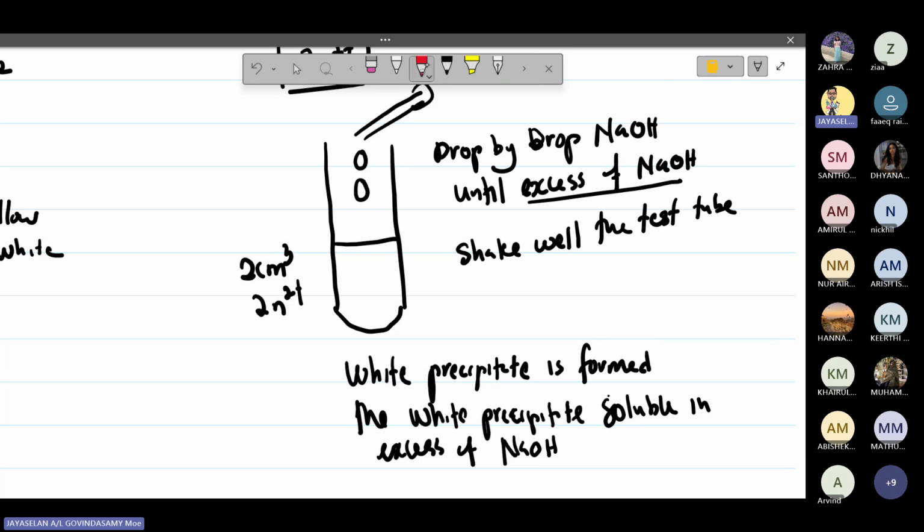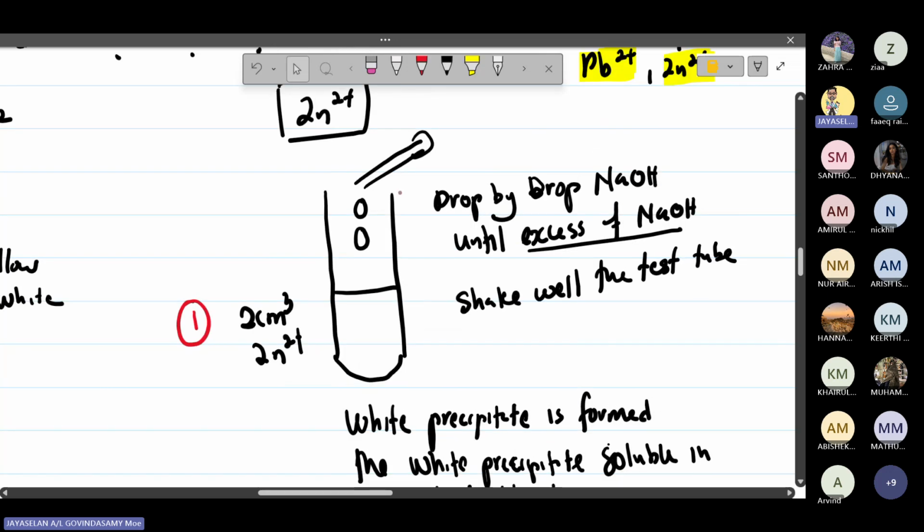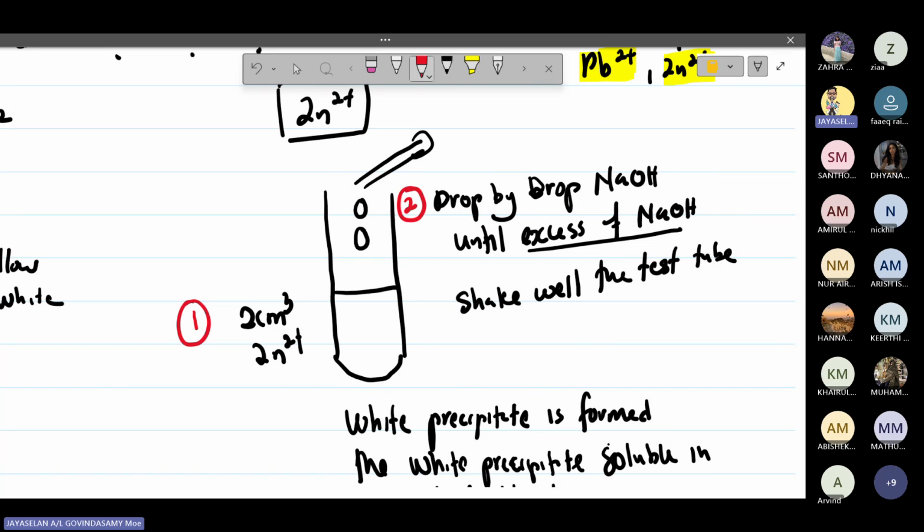Okay, saya bagi tahu macam mana nak buat soalan confirmatory test. First point procedure, add 2 cm power 3 of zinc ion solution into a test tube. 1 markah. Okay, second point, add drop by drop sodium hydroxide until excess of sodium hydroxide. You already score second mark. Okay, third point, shake well the test tube. You already score your third point.